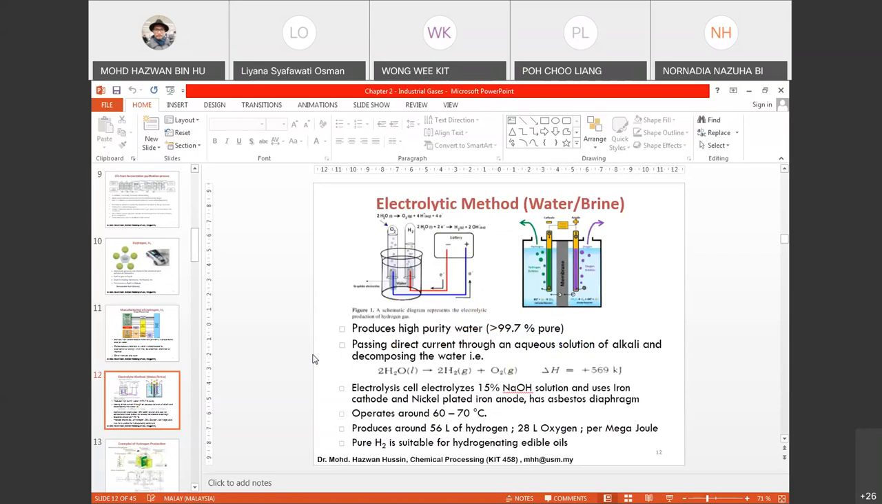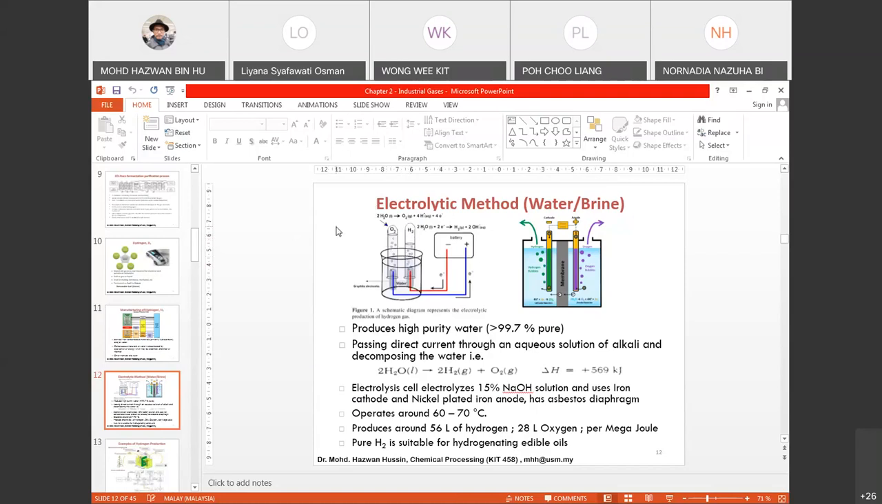Okay? So when you do electrolysis of water or brine, for example, it will actually produce hydrogen gas and oxygen gas. So of course, over here, if you look, you have anode and cathode. Hydrogen gas is actually produced at the cathode, the red one over here. It has 2 times the volume of oxygen.